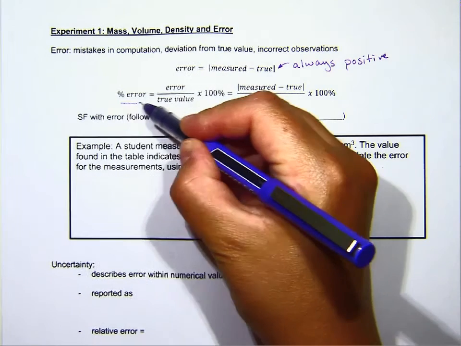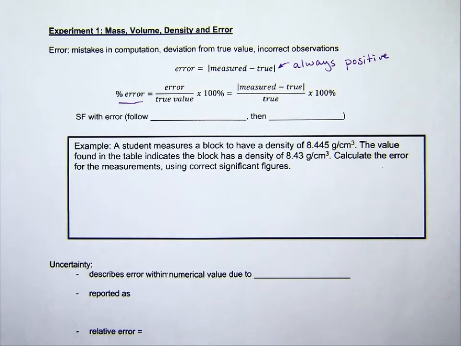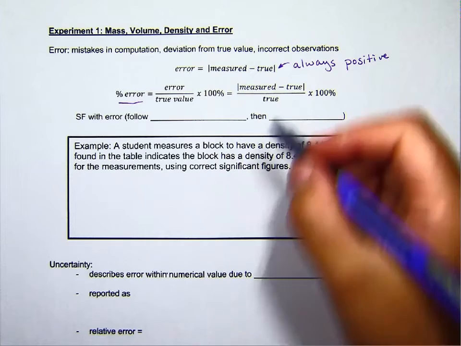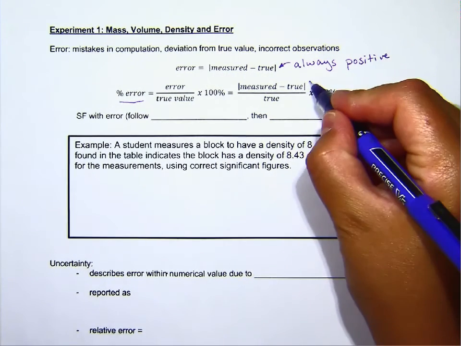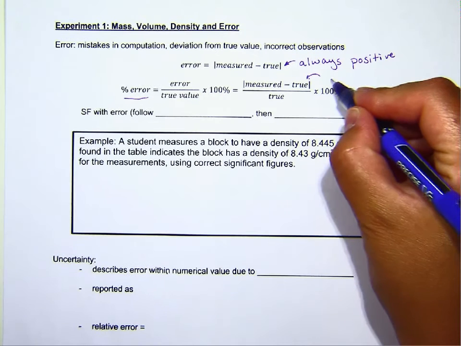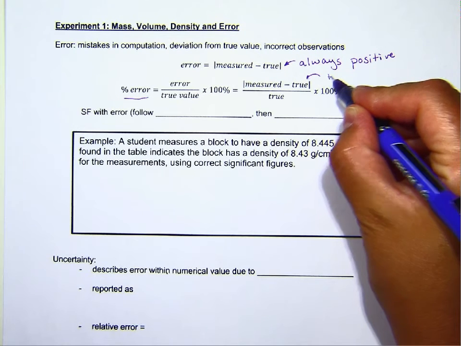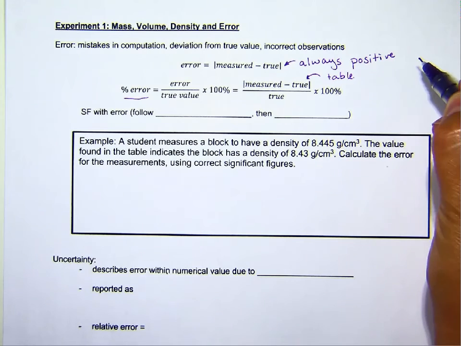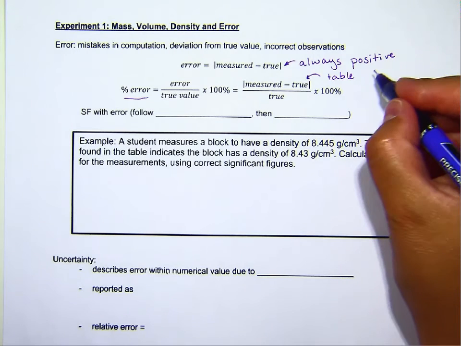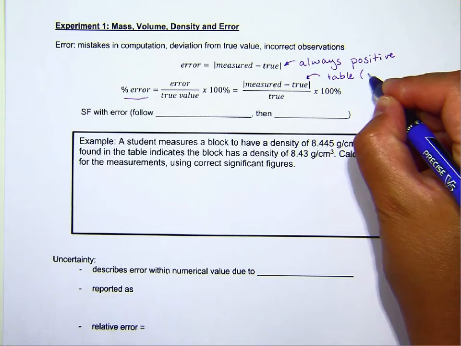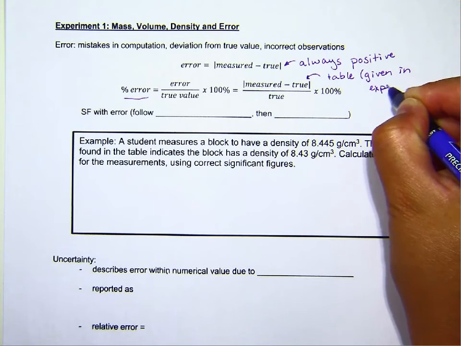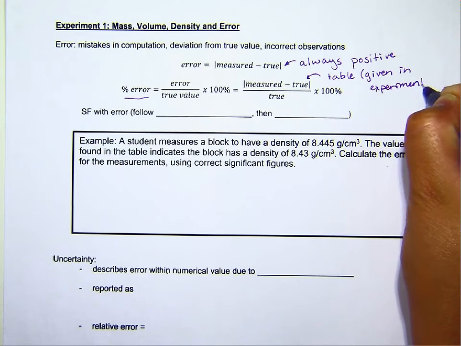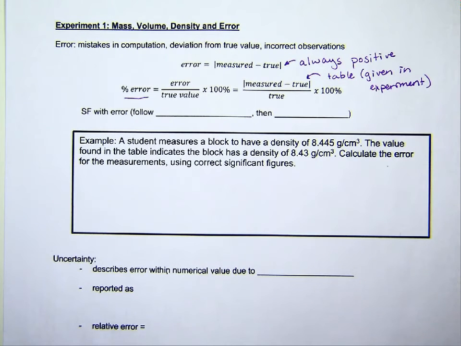A really useful way to communicate about our error is the percent error. So that's where you take the measured value, so from your measurements, and compare it to a true value. So the true value is often found in a table of data, and in experiment 1, this table is given to you. So this is given in the experiment. Generally, if we ask you to calculate the error, we will give you information about what the true value is.